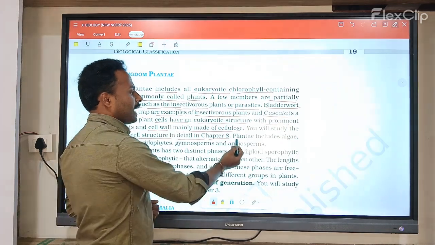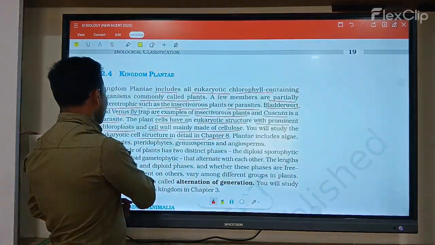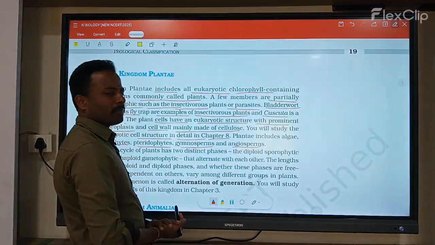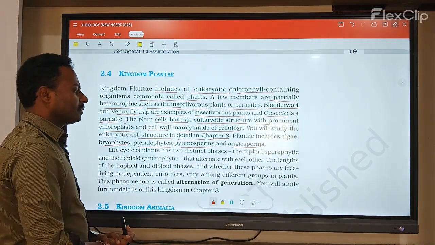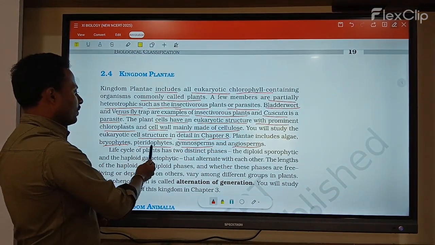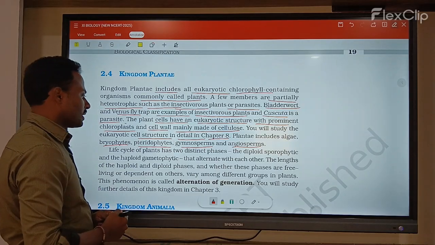Plantae includes algae, bryophytes, pteridophytes, gymnosperms, and angiosperms. These will be explained in detail later.